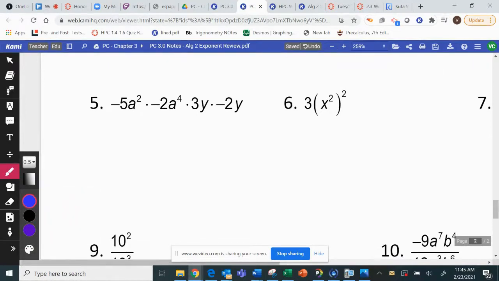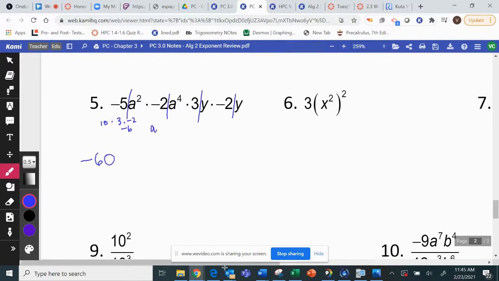Number 5, I'll separate all of these numbers and variables, and I can separate that because it's all multiplication. There's no other signs here. So this doesn't always work. This works when it's all multiplication. So -5 times -2 is 10, times 3 times -2, so -6, that's -60. And then we've got a, and we've got to the 2nd and to the 4th. We've got y to the 1st and to another 1st. So -60, a to the 6th, y to the 2nd.